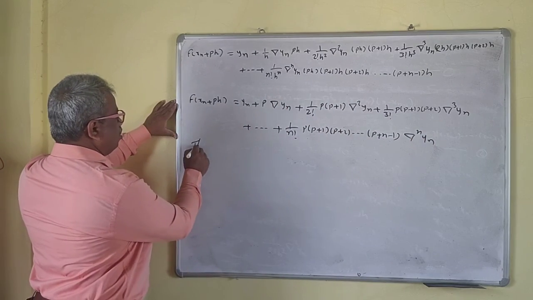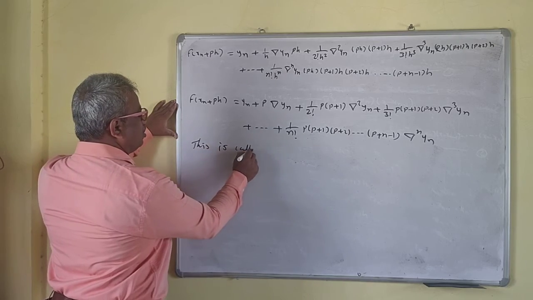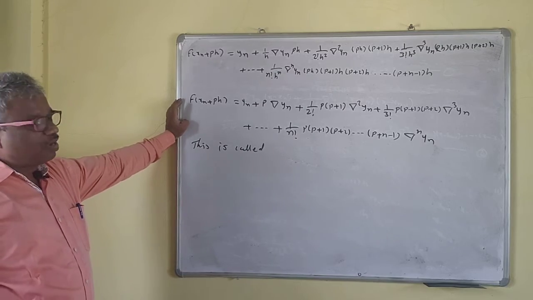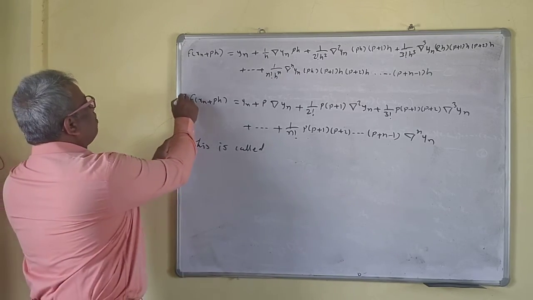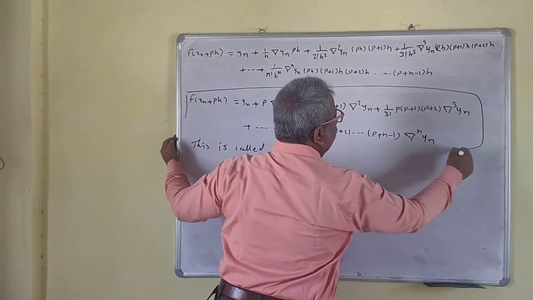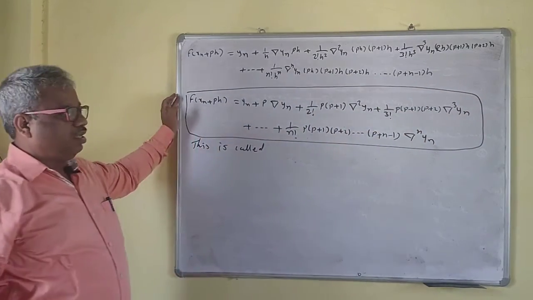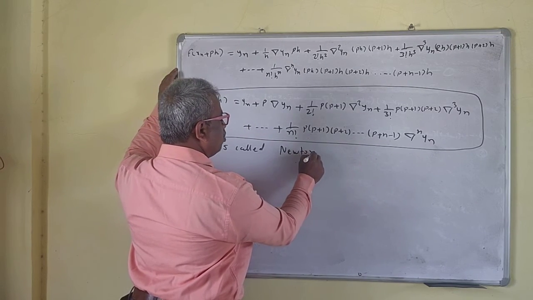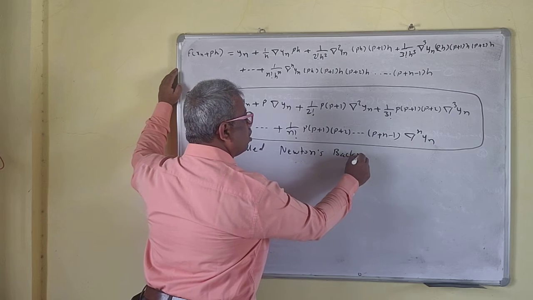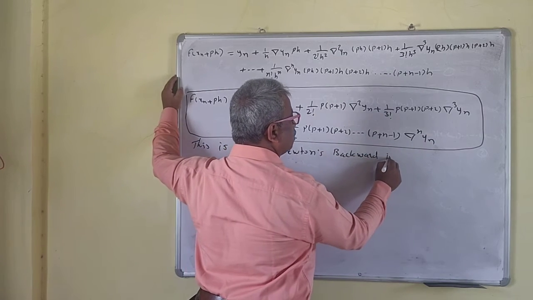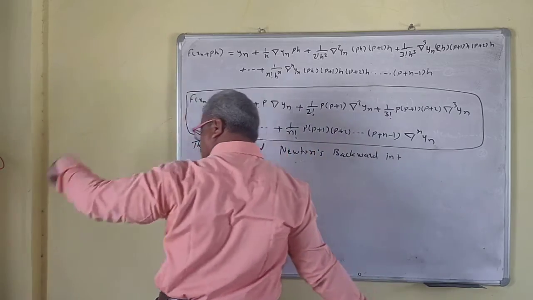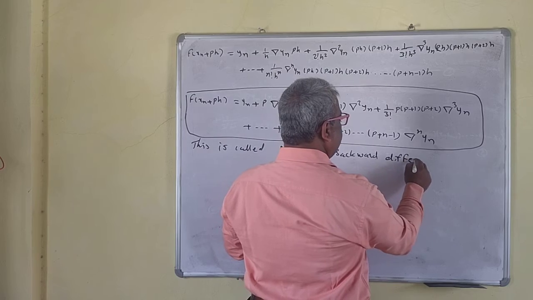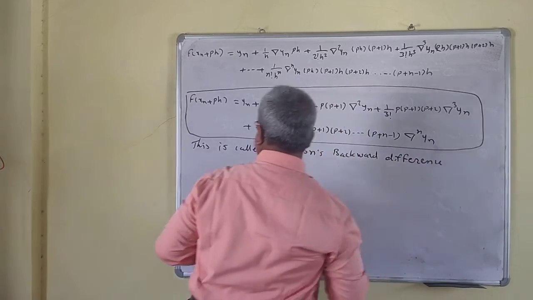So this is the simpler formula. You can apply this for solving the problems. We need this formula. So you remember this as Newton's backward difference interpolation formula. Okay, you should remember this. This is called Newton's backward interpolation, backward difference interpolation formula.